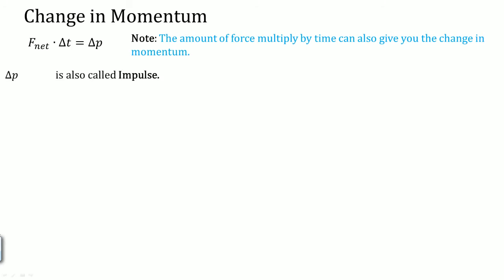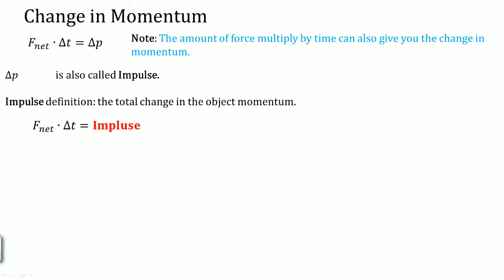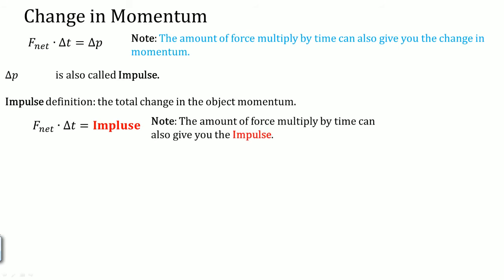That delta P can also be seen as the word impulse. Impulse, by definition, is the total change in the object's momentum. So you can see the formula as F net times delta T is equal to the impulse. Note that the amount of force multiplied by time can also give you your impulse. So you can see this in two ways: the amount of force multiplied by time gives you the change in momentum, or the amount of force multiplied by time gives you the impulse.